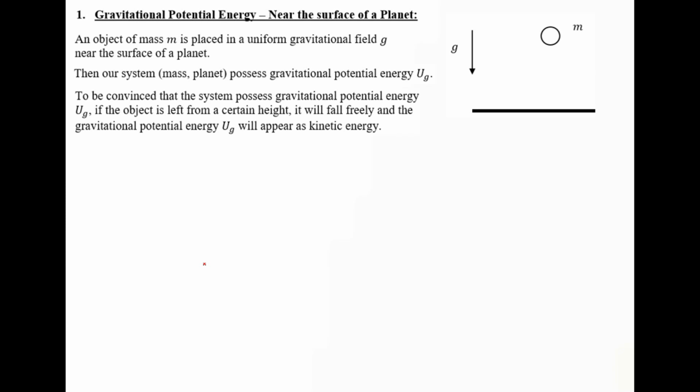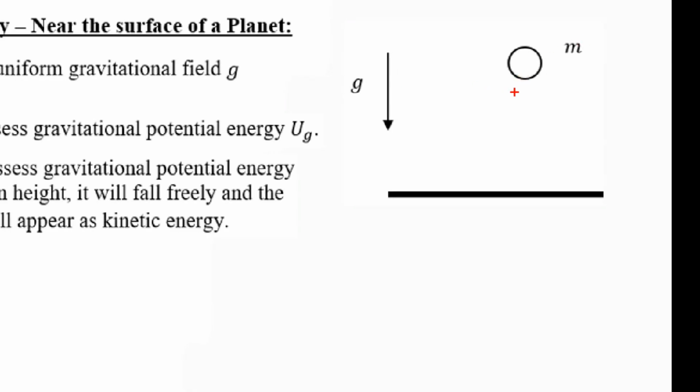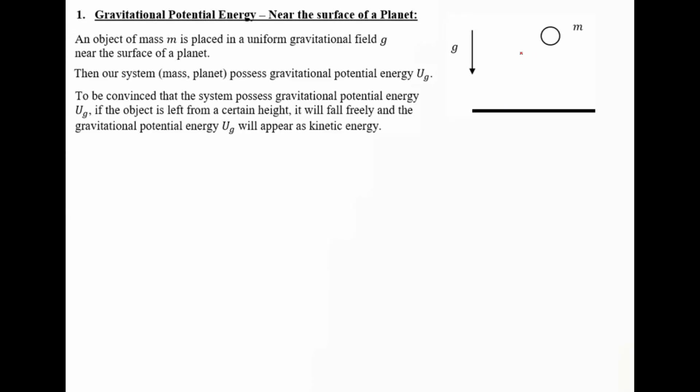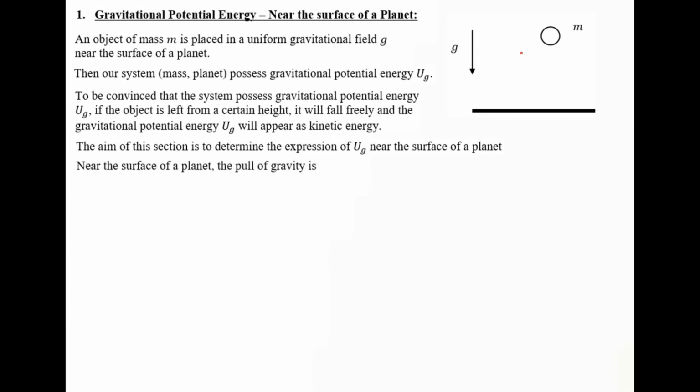So remember that we have also cited the fact that conservative forces convert energy from one form to another. Whenever the object is at a height h from a certain level, it will fall down, and the associated gravitational potential energy will be converted to kinetic energy under the action of the conservative gravitational force. The aim of this section is to determine the expression of U_G near the surface of a planet.